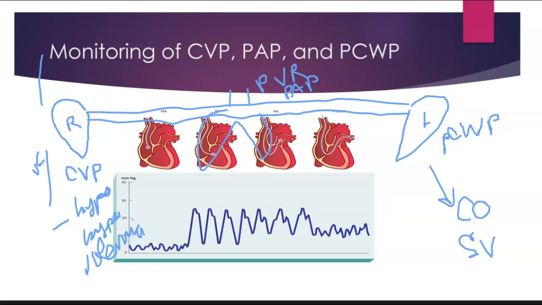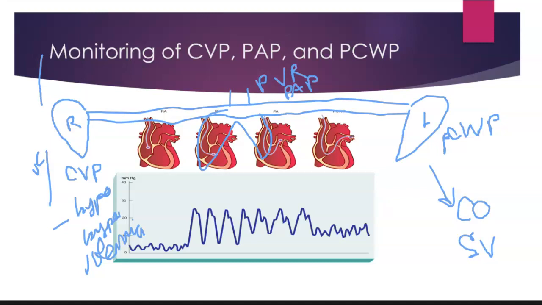So think about it like you're filling up a pitcher with water. The amount of water you can pour out of that pitcher is dependent on how much water you put into it in the first place. So if I fill my pitcher up all the way at the top, I'm going to be able to pour a full pitcher out of it. Okay. If I only fill it up halfway, if my preload's only half of what it's supposed to be, then I'm never going to be able to pour a full pitcher out. I will only ever be able to pour a half pitcher out. Okay.